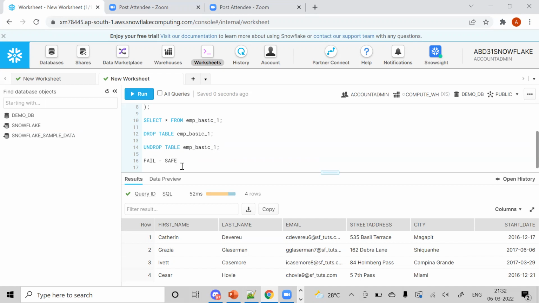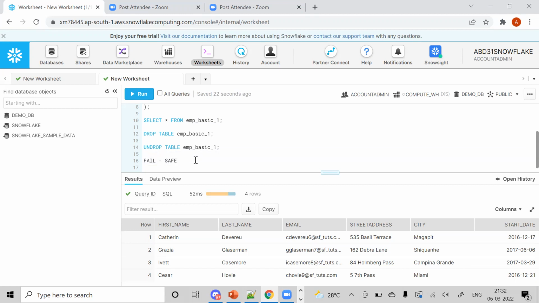Honestly, I don't know what happens behind the scenes in S3, or whether they move it to the other S3 version or not. S3 type, I'm not sure about that. But what Snowflake does, I'll come to this topic once we complete time travel.